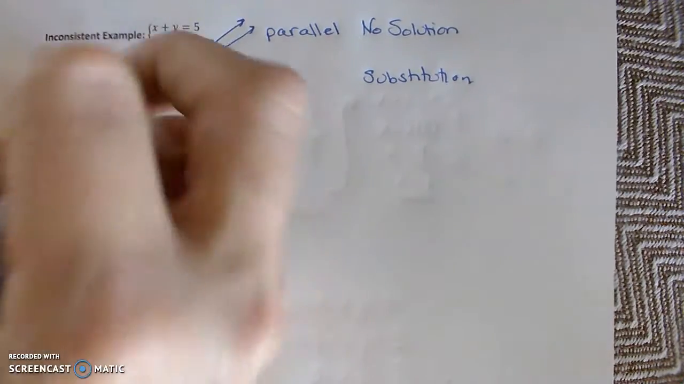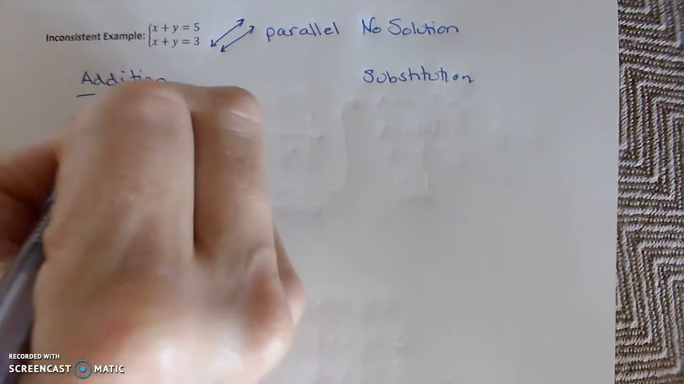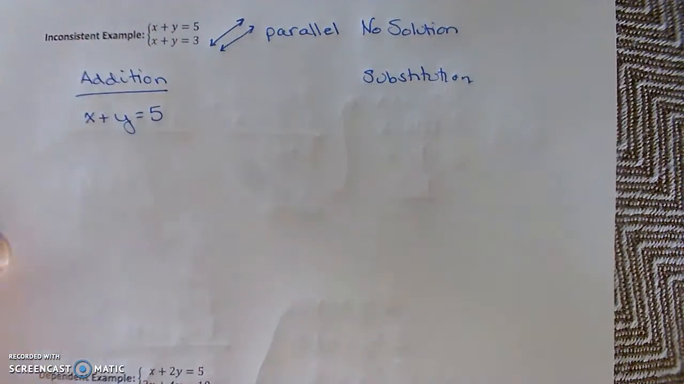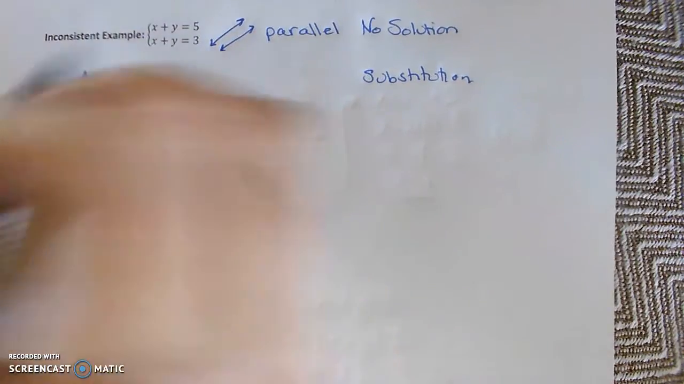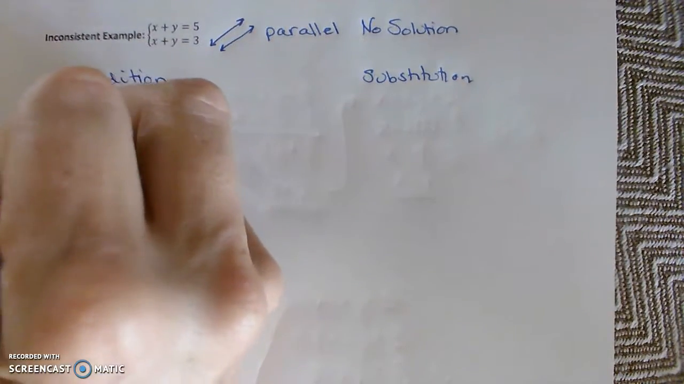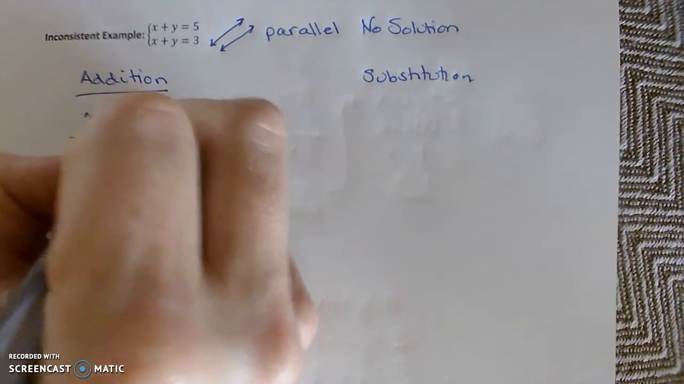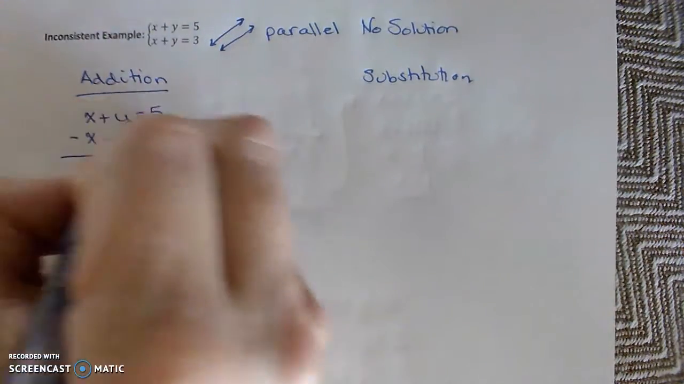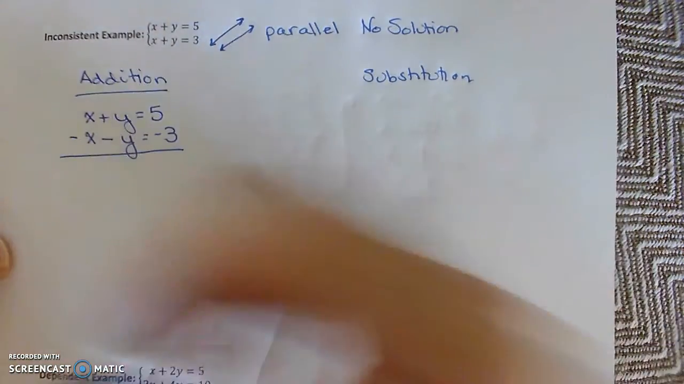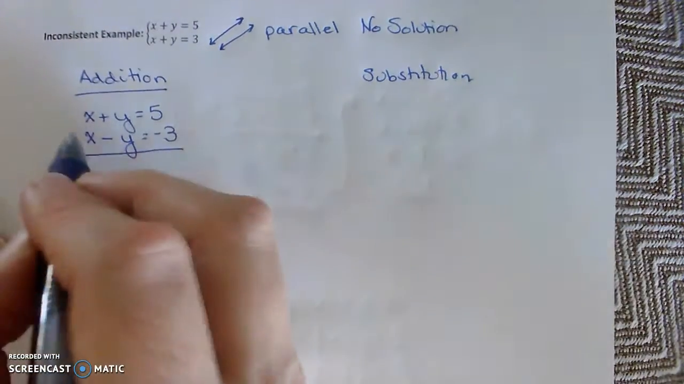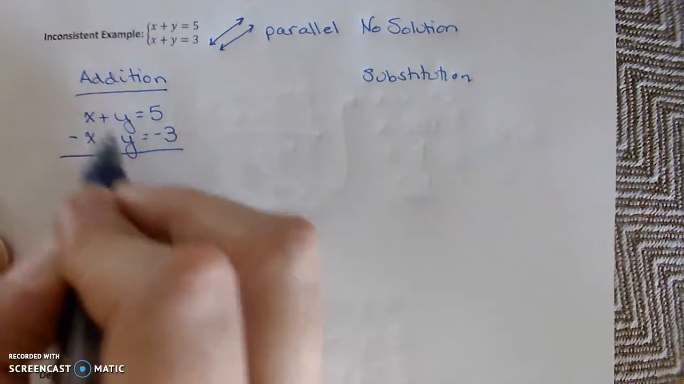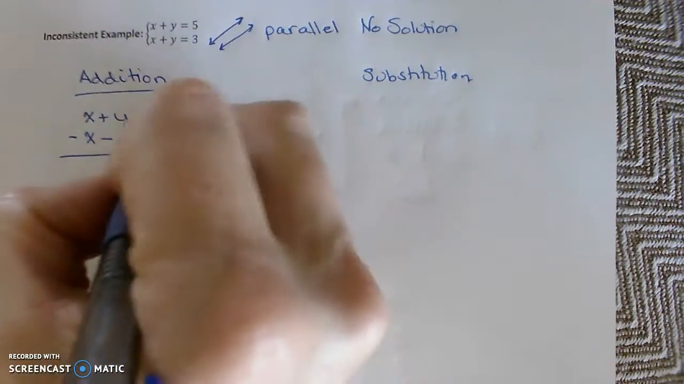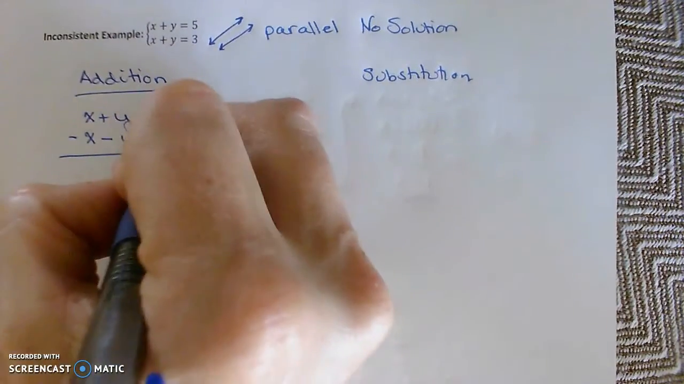So using the method of addition, I take the first equation, x plus y equals 5, and then I would subtract the second equation. So let me just distribute the minus sign all the way through. Negative x minus y equals negative 3, right? If I multiply both sides by negative 1. All right, then adding the two equations together, I get 0x plus 0y. So notice both variables are eliminated, equals 5 minus 3 is 2.